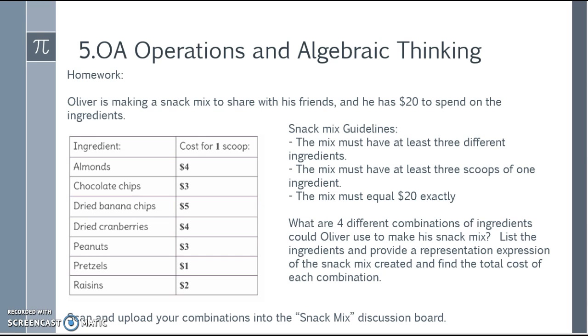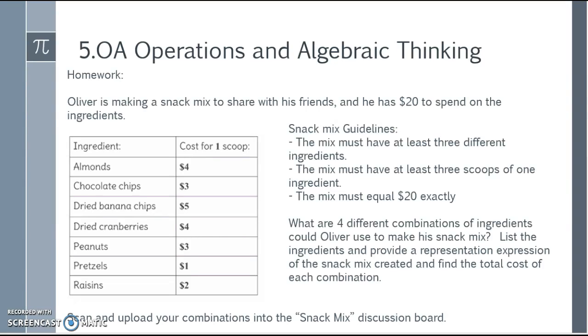Homework. Oliver is making a snack mix to share with his friends, and he has $20 to spend on the ingredients. There are some guidelines. The mix must have at least 3 different ingredients. The mix must have at least 3 scoops of one ingredient, and the mix must equal $20 exactly. What are 4 different combinations of ingredients Oliver could use to make his snack mix?